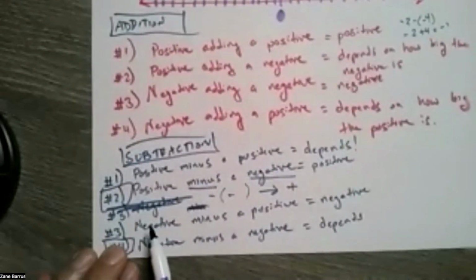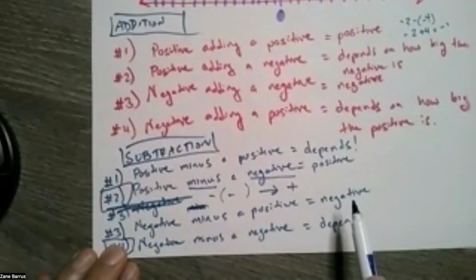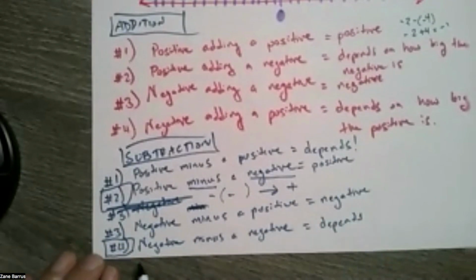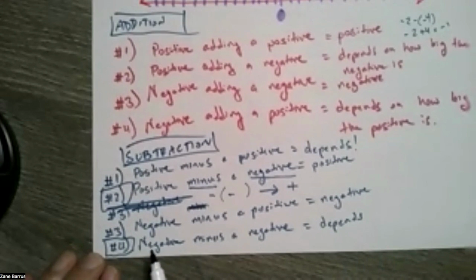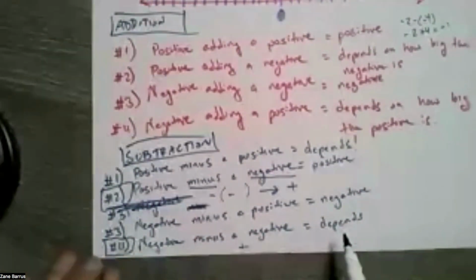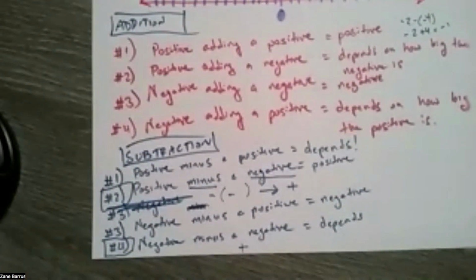Okay, and then second to last, negative minus a positive is always going to stay negative. Since we're minusing, we're getting smaller. And then once again, that double negative case rears its ugly head again. A negative minus a negative is going to turn into a positive. So it just depends on how big that number is right here as to whether or not we're going to stay on the negative side of the number line. Okay, so that's kind of the rules.